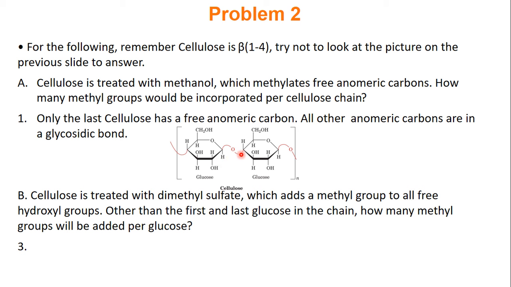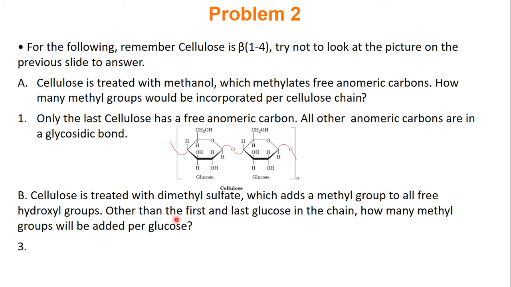Cellulose is beta 1,4. Every single glucose in the chain of cellulose has its anomeric carbon bonded, as shown here, except the very last one. The very last carbon in a cellulose does not have a bond here because there's no neighbor to it. So that is our only free anomeric carbon. So we would get exactly one anomeric carbon per cellulose chain.